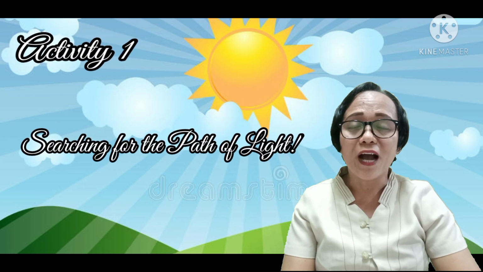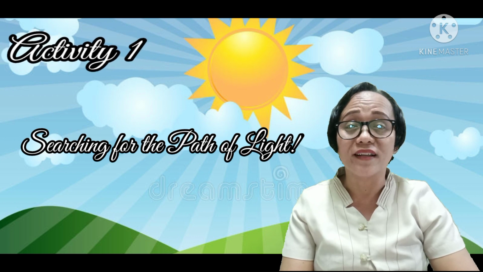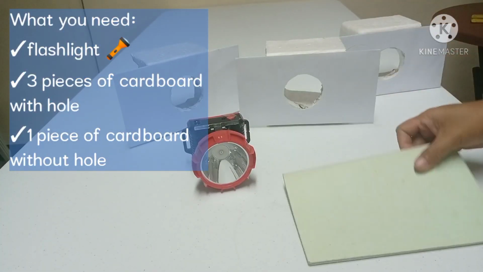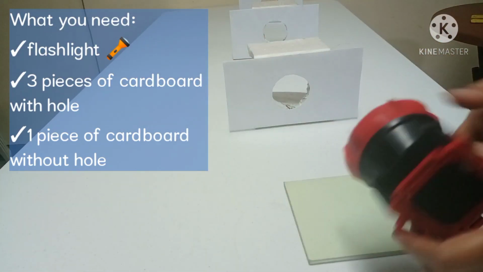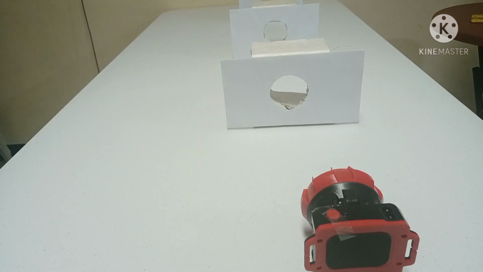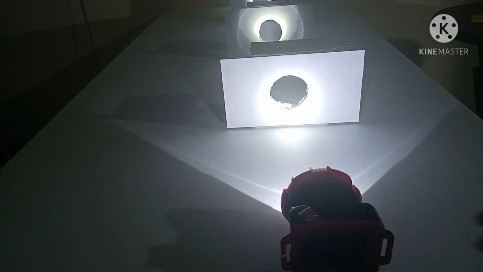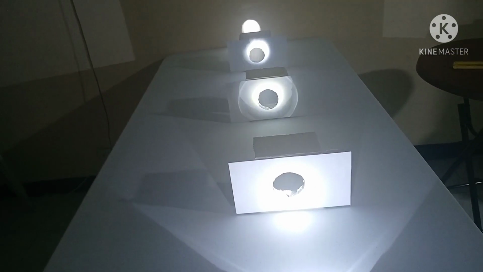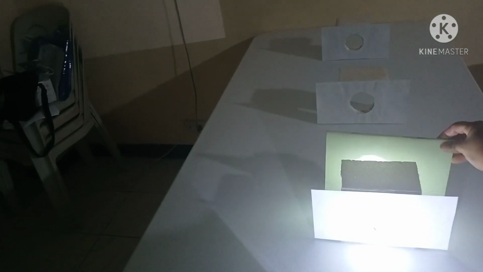Now, let's find out how light travels by doing Activity 1. These are what you need in this activity: a flashlight, 3 pieces of cardboard with a hole, and 1 piece of cardboard without a hole. Bring all the materials into a dark room. The holes should be aligned in such a way that the wall can be seen through the holes. Switch on the flashlight and focus its light through the holes. Ask your partner to block the path of the light with the cardboard without a hole.